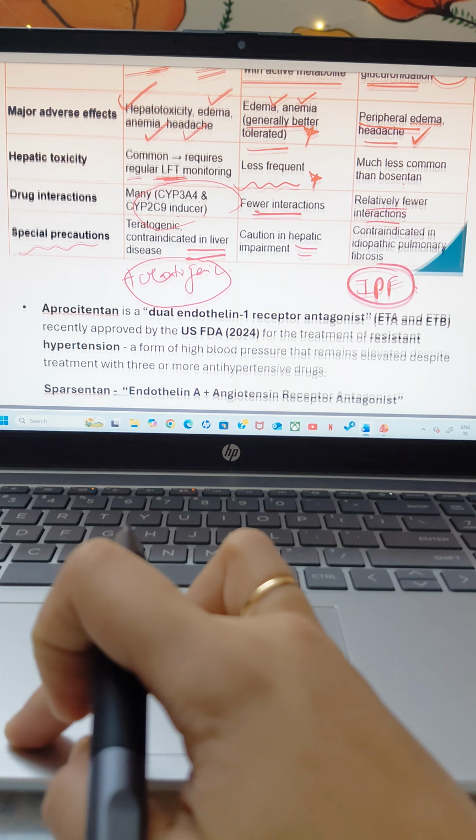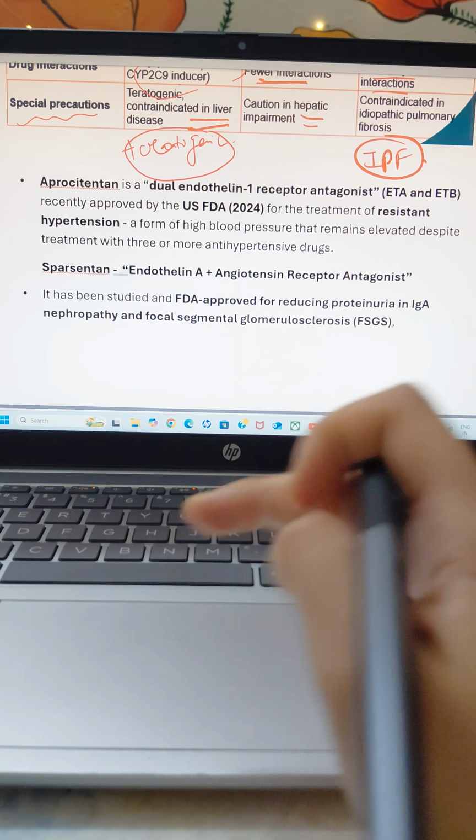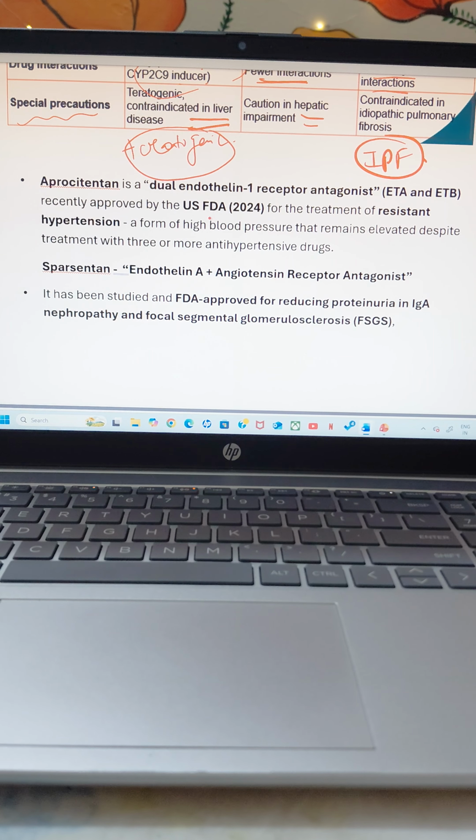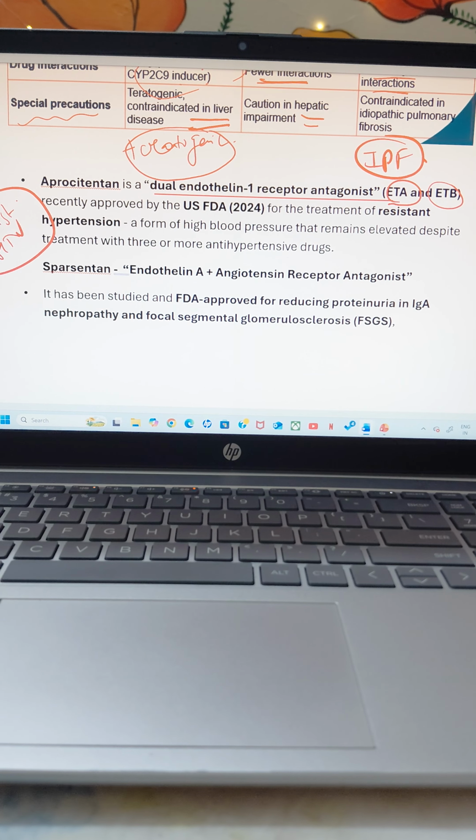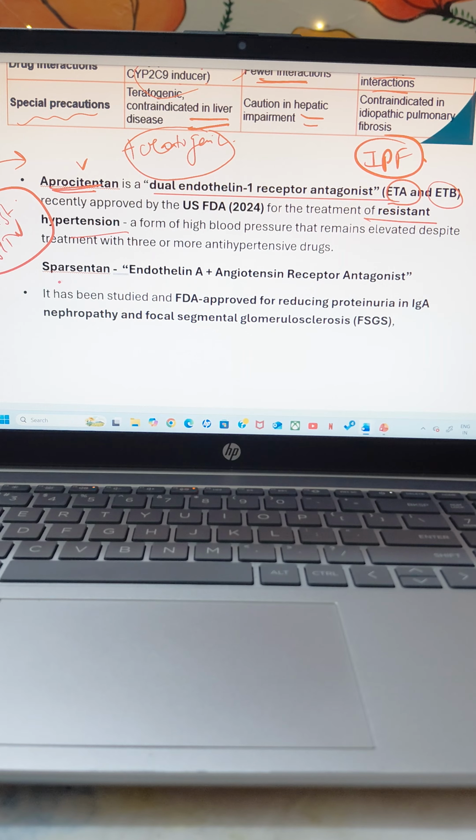Moving further, these are some newer drugs. This drug has dual endothelin-1 receptor antagonism, ETA and ETB. It is mainly used for resistant hypertension. So you have to keep in mind that it was approved by the US FDA in 2024 for the treatment of resistant hypertension.